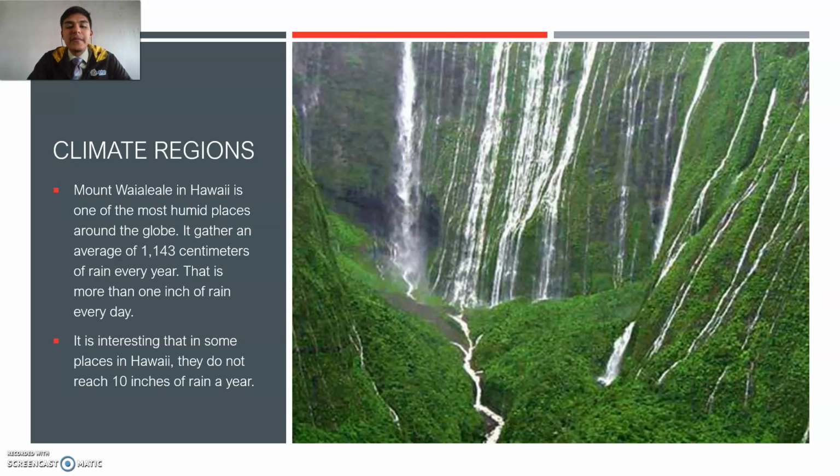So what we need to take into consideration is that not all Hawaii looks like this. Not all Hawaii receives this amount of rain because there are certain sections in which it can be more of an average place in relation to humidity, of course. But when we talk about Waialeale, we are going to find a super humid place.